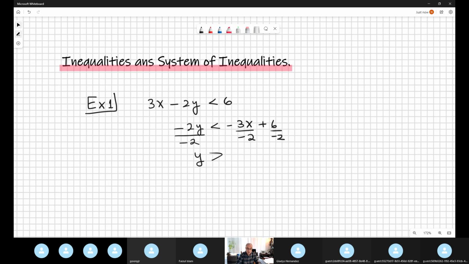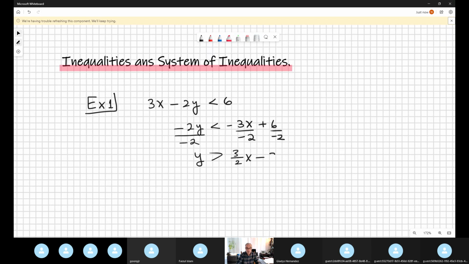-3 divided by -2 is positive 3 over 2x, minus because positive divided by negative is -3. So now this is the inequality expressed in another way, more clear. Now it's important to isolate the y because in the original you maybe don't see clearly whether the symbol stays less than or greater than. During the process you need to change it; this is greater than, okay.